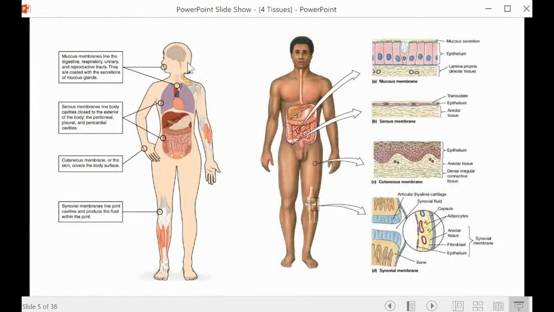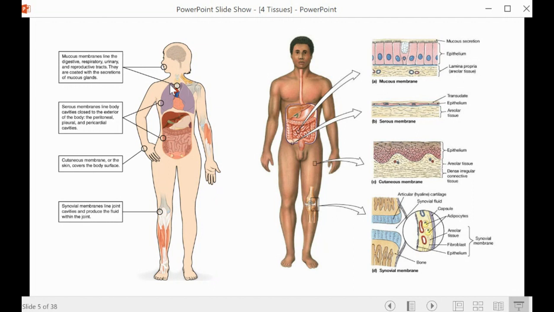Okay? And so this is just showing you we have some mucous membranes, some serous membranes, some cutaneous membranes, and some synovial membranes. Okay? So mucous membranes, those are going to line our digestive, respiratory, urinary, reproductive tracts. These are coated with secretions of the mucus glands, and they're going to line anything that's sort of internal but open to the external environment, right? So we eat our food, that came from outside, that's got to go through our digestive tract. We breathe air that comes from outside of our body, it's going to go into the respiratory tract. Food and drink, urinary, and then reproductive tracts, right? So anything that's going to come into contact again with something from the outside environment.